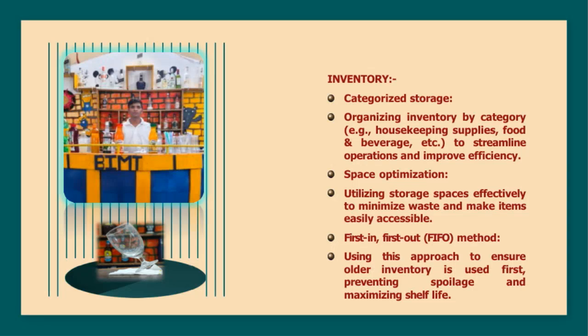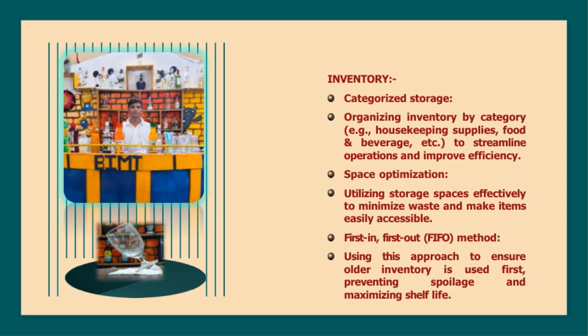Let's talk about inventory management. One key aspect is categorized storage. By organizing inventory into categories like housekeeping supplies or food and beverage, we can streamline operations and make everything more efficient. It helps staff find what they need quickly and reduces confusion. Next, space optimization is crucial. We want to use our storage areas effectively, minimizing waste and ensuring items are easily accessible.